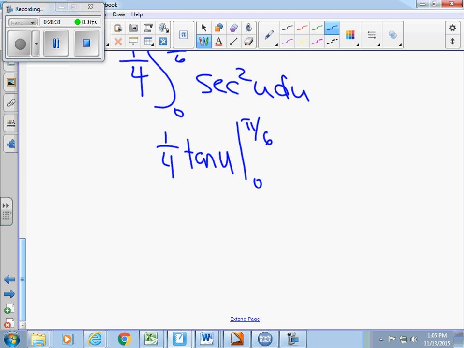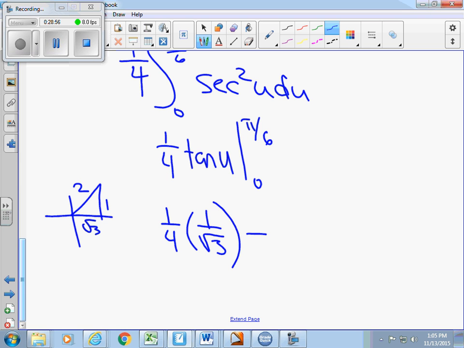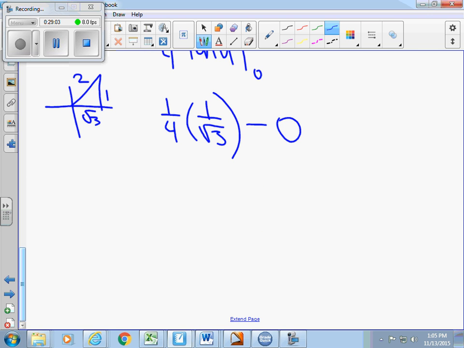Tangent of pi over 6. What is the tangent of pi over 6? Let's get that. Good. Tangent is opposite over adjacent. Everyone agree? 1/4 times 1 over the square root of 3 minus what's tangent of 0? 0. So the answer to this, he said square root of 3 over 3, right? So it's square root of 3 over 12 is the final answer. Look at your homework that this is on. Is that an answer?